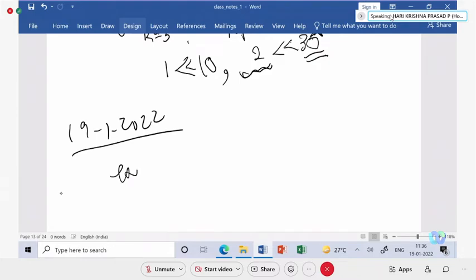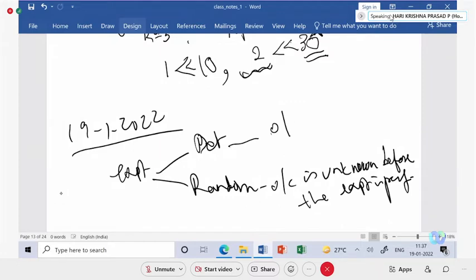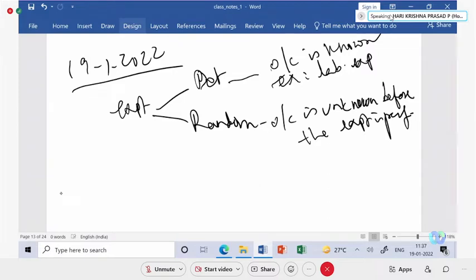So experiments we are dealing with, let me repeat, deterministic and random. In the case of random experiment, the outcome is unknown before the experiment is performed. In the case of deterministic experiment, outcome is known before the experiment is performed. Typical example is our laboratory experiments. When it comes to random experiments, we have seen a few examples: tossing a coin, then rolling a die.